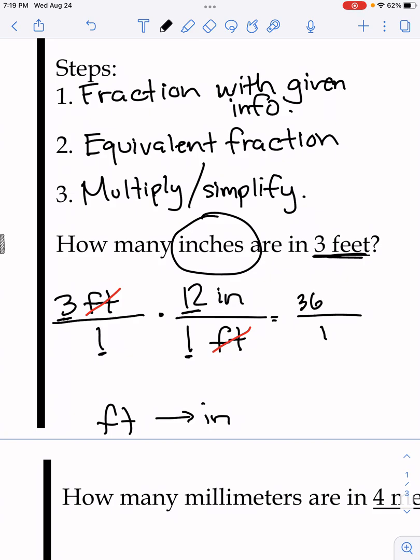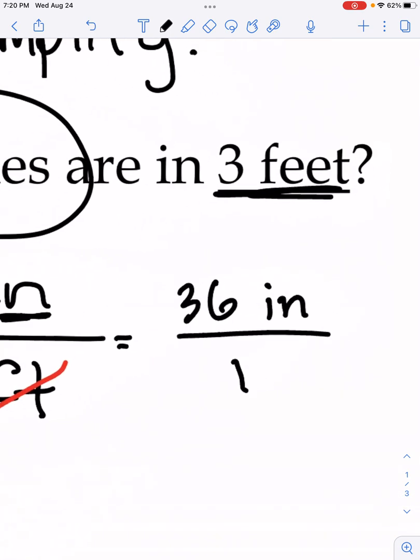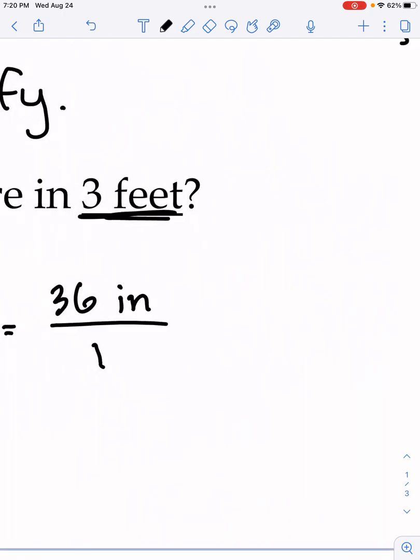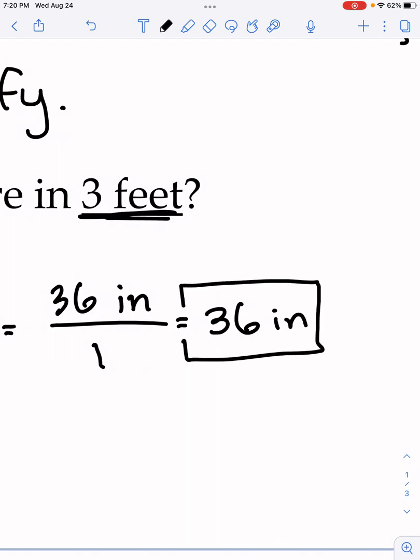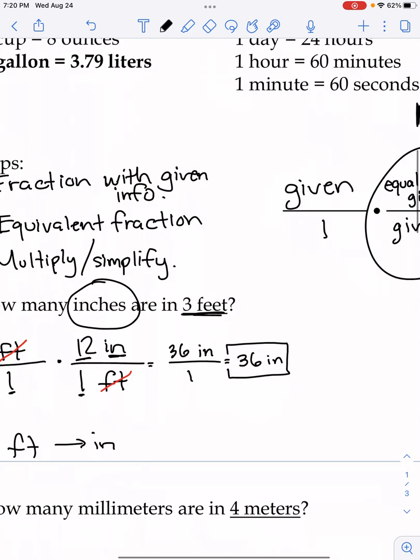Do we have any units? Yep, I have some units that did survive. I'm going to put 36 inches. Now, 36 inches or just anything divided by 1 is just that anything. So this is our final answer, 36 inches. So looking back at the question, how many inches are in 3 feet?